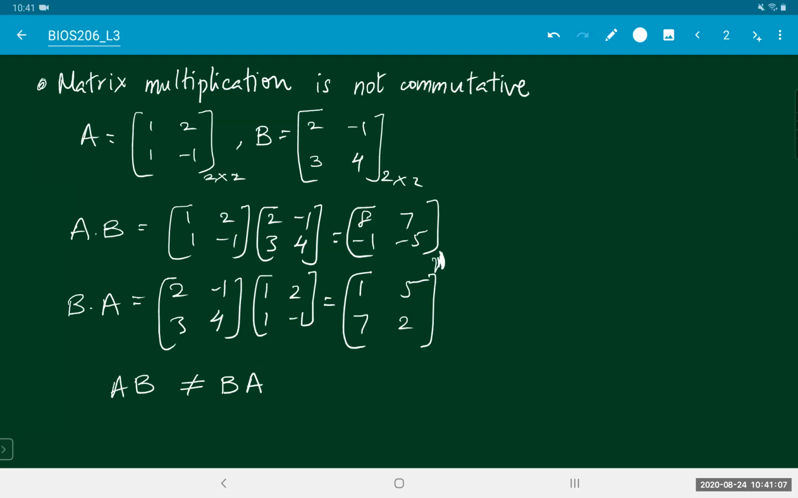So non-commutativity of matrices, which is very different from what we see in, let's say, real numbers or integers, where if you multiply them, it doesn't matter what order you multiply them.